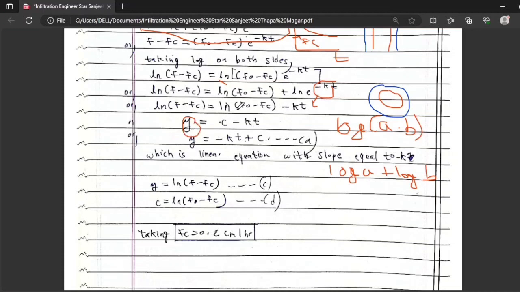We assume this as y and this as c. So the equation becomes y equals minus kt plus c, which is a linear equation with slope equal to minus k. Here y is ln(f minus fc), and c is ln(f0 minus fc).